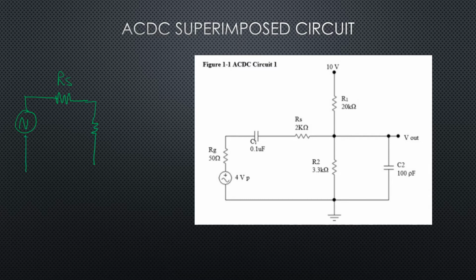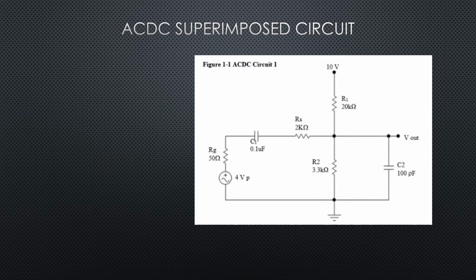We also need to remember that for an AC circuit, the DC supply looks like an AC ground. So we've actually got R1 right here in parallel with R2. And then our V out is located right here. So we can find all those AC voltages.